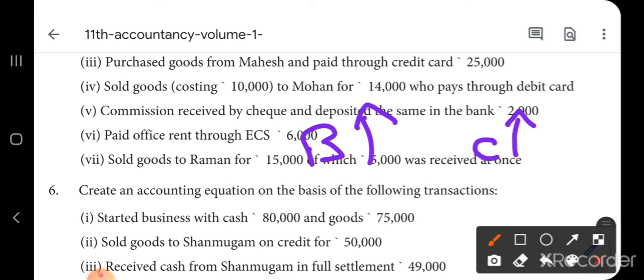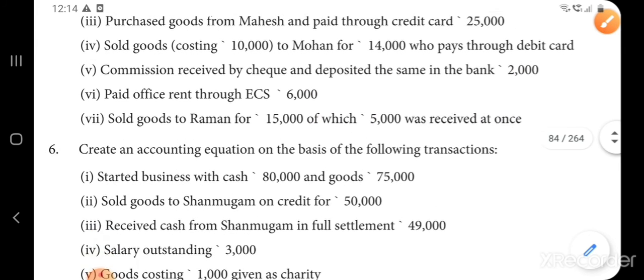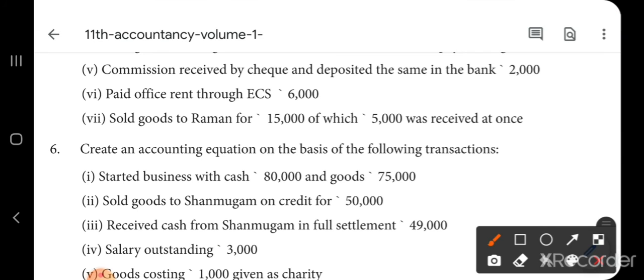Next one is paid office rent through ECS. When you make the payment of office rent, ECS means it is a bank transaction. Okay, so the bank gets reduced and office rent is an expense, so capital is also reduced.